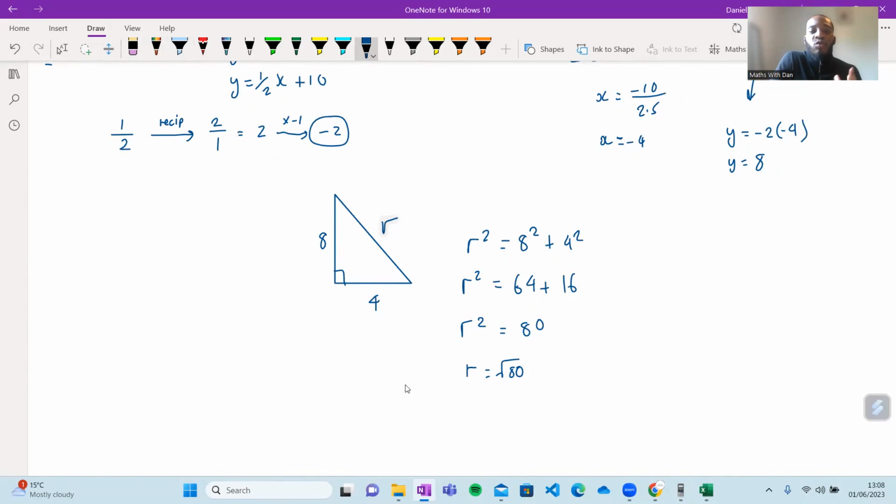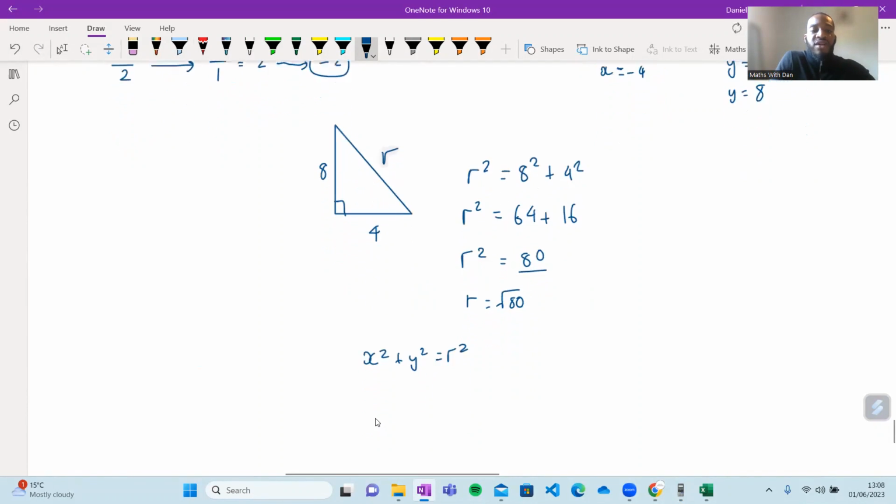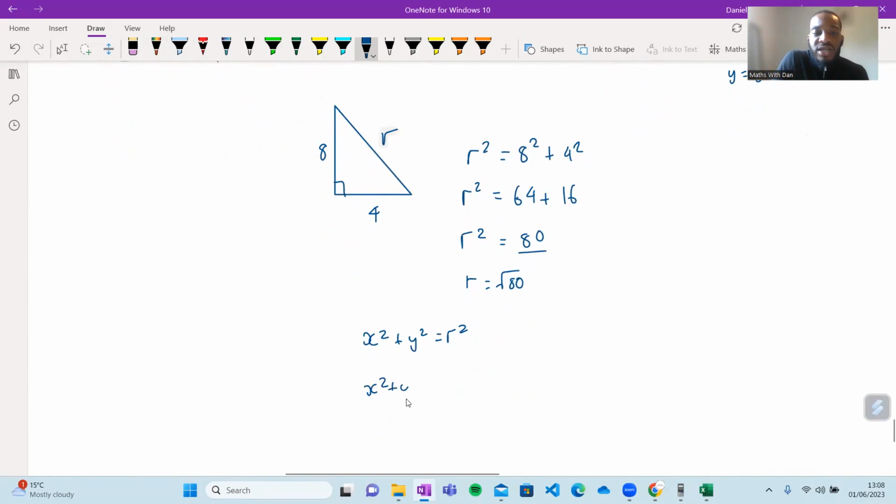But remember, the general formula is x squared plus y squared is equal to r squared. So we don't need the square root of r. We just need r squared, which is 80. So the final answer is x squared plus y squared is equal to 80. And well done to Anaya, because she gave me the correct answer in the chat.